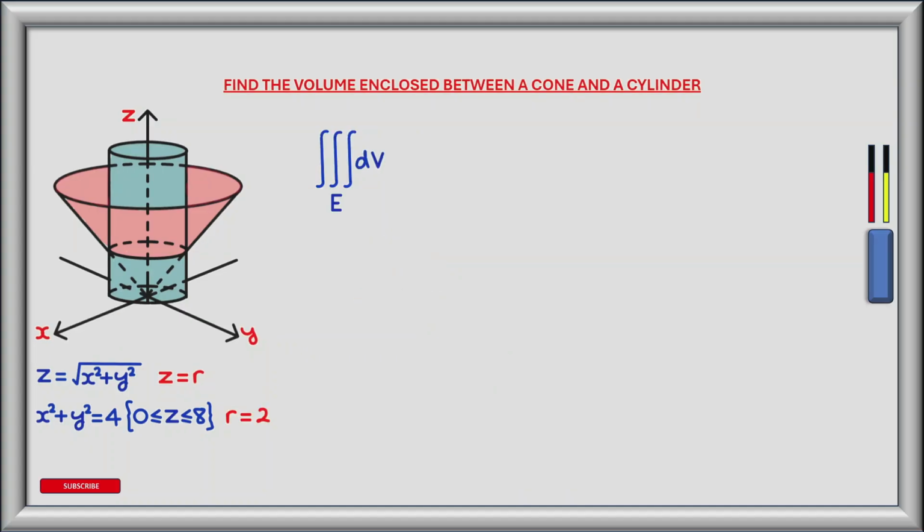To find the enclosed volume between the structures, we need to integrate over the region which we'll call E, and some infinitesimally small pieces of volume shown here as dv. We need to unpack this and define our region using cylindrical coordinates. This will give us our limits of integration for r, theta and z, and then look at what dv equates to in this context. So let's start with the limits of integration along the z-axis.